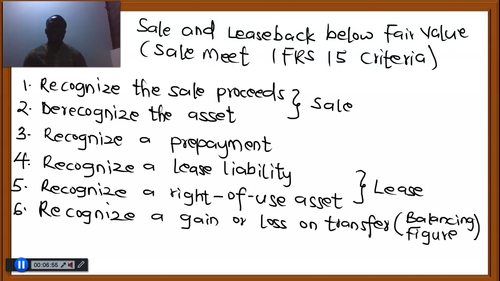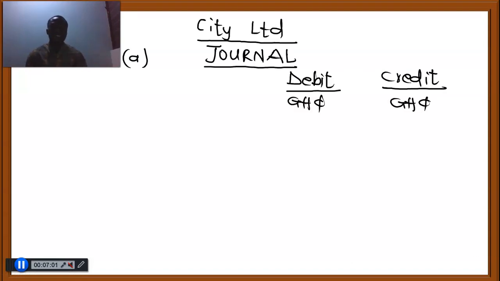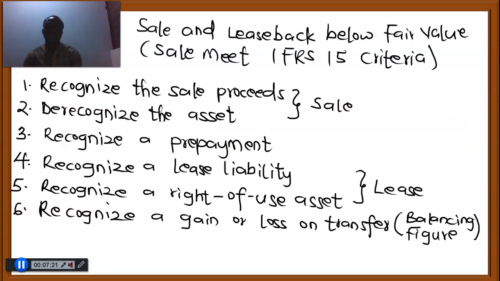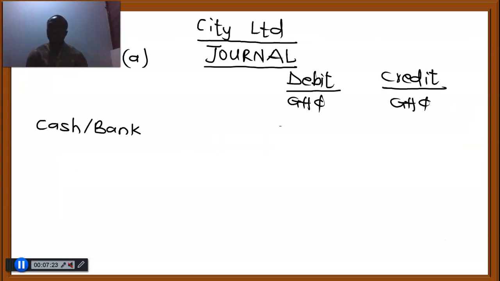Alright, so the first thing is to recognize the sale proceeds, and this may be in the form of cash or bank. In the question we are told that the asset was sold for 200,000 Ghana cedis. So that is the sale proceeds. So we have 200,000 here.